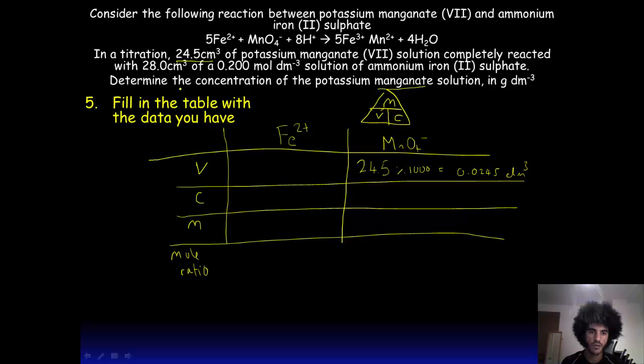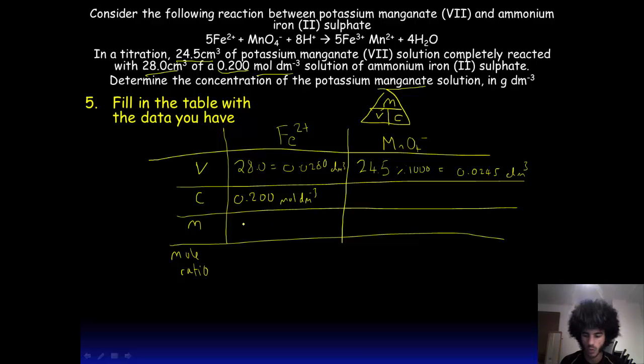I've also got the volume of my ammonium iron sulfate, which is this. So it's 28.0, which equals 0.0280 decimeter cubed. Notice I put the extra zero in there. That's just to maintain significant figures, which might be important later on. Another number, 0.200. This is the concentration. I can tell that from the units, and it's for iron sulfate. So I'm just going to put 0.200. I'm not really going to bother with putting units here unless you really want to. Well, let's put it in, why not? Let's go crazy. Okay, so there we go.